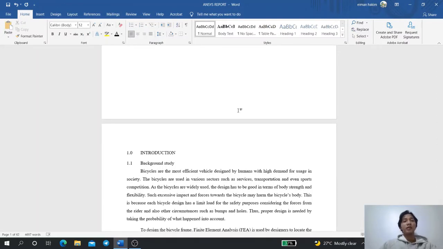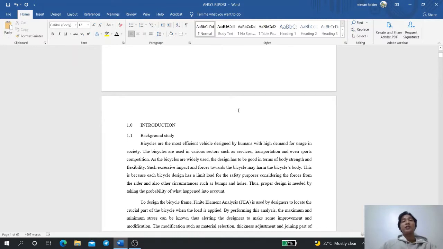For the background study, bicycles are used in various sectors such as services, transportation, and even sports competition. As bicycles are widely used, the design has to be good in terms of body strength and flexibility. Excessive impact and forces towards the bicycle may harm the bicycle body. So to design the bicycle frame, we must take into account the load applied.